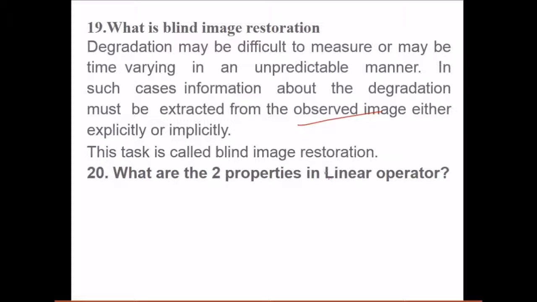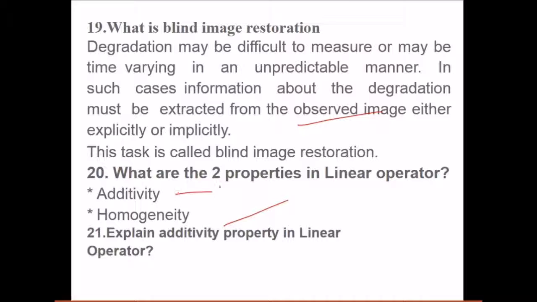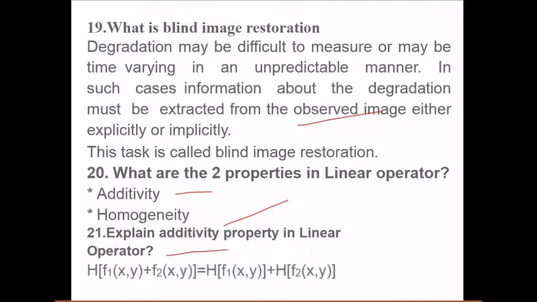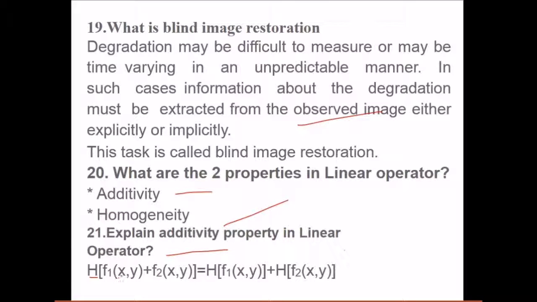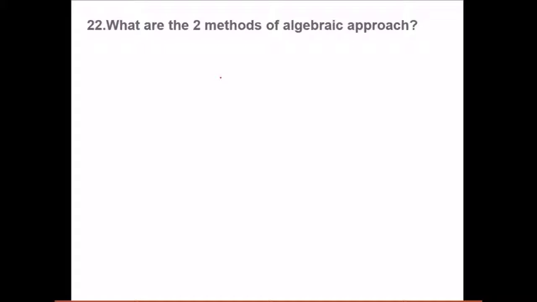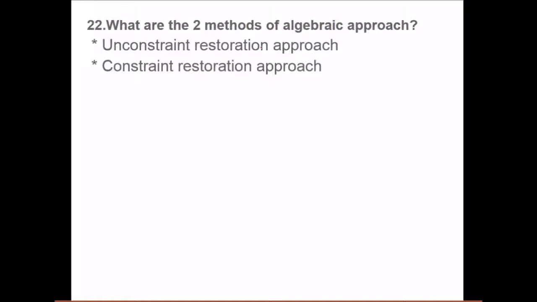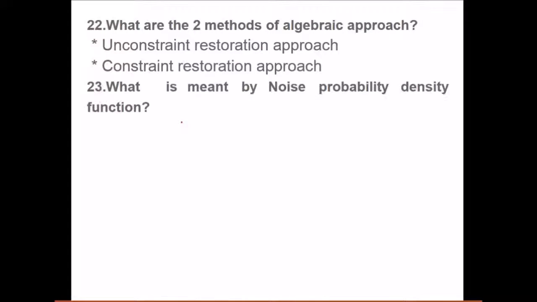What are the two properties of a linear operator? Additivity and homogeneity. Explain the additivity property in a linear operator. If you apply this h to f1(x,y) plus f2(x,y), you can apply it separately. This is the additivity property in a linear operator. What are the two methods of the algebraic approach? Unconstrained restoration approach and constrained restoration approach.